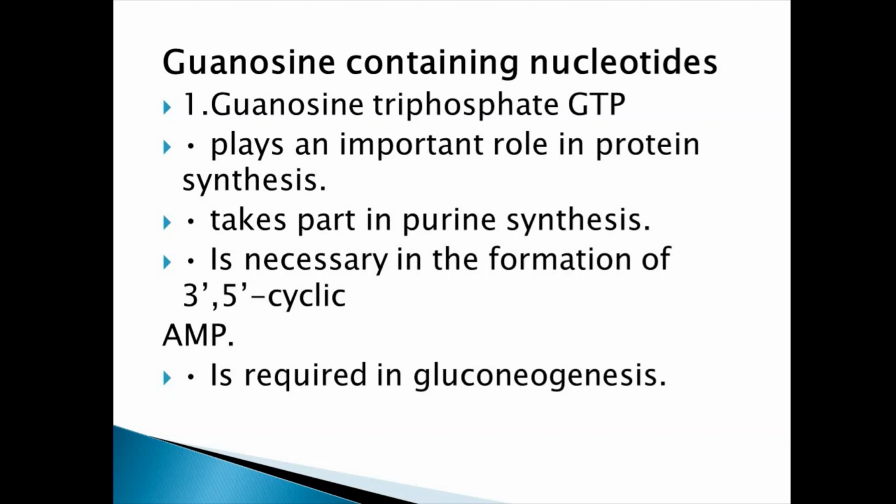Those nucleotides that contain guanosine play an important role in protein synthesis, just in the formation of proteins. When you do translation, you're going to notice that for you to activate an amino acid so that you can form a protein, GTP, which is known as guanosine triphosphate, is utilized. Okay, so it also takes part in purine synthesis and is also necessary for gluconeogenesis, which is one of the processes in the liver that gives you glucose.